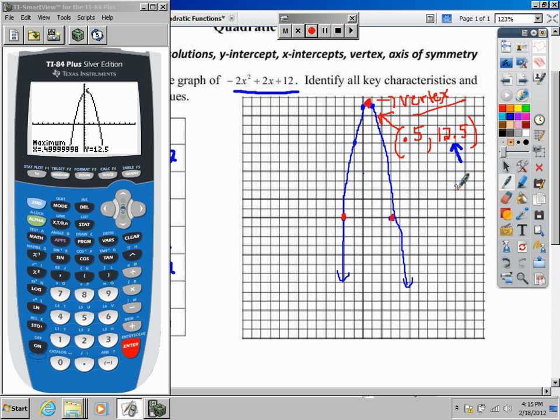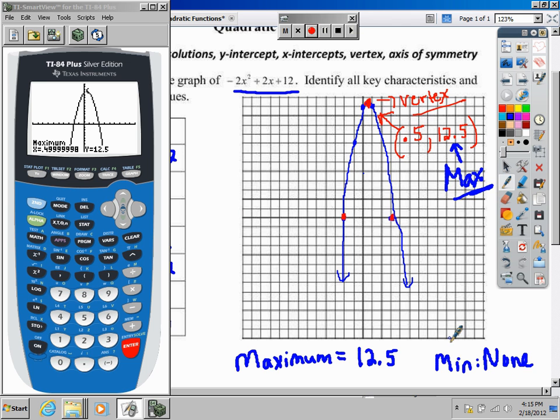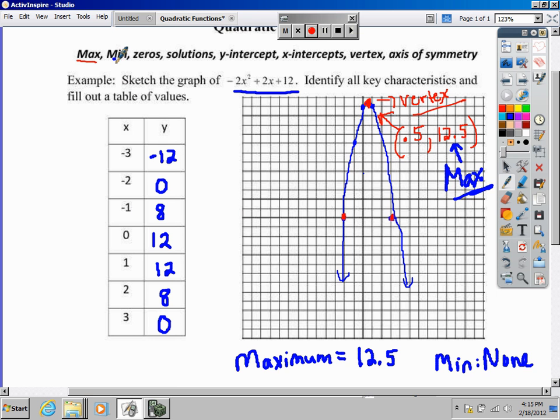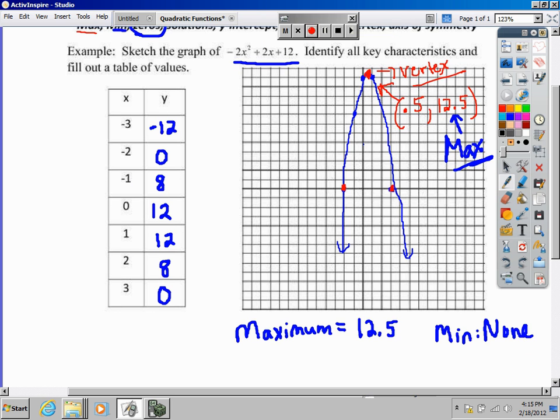That's going to be right up on here. Now the key thing on this is that when you talk about the vertex, the y value is going to be the maximum. Okay, but the maximum occurs when x is 0.5. So on the bottom, I'm going to say that the maximum is going to be equal to 12.5. Then what I need to do is identify, well, is there a minimum? No, it keeps going down forever. So we'd say for the minimum there would be no minimum or none.